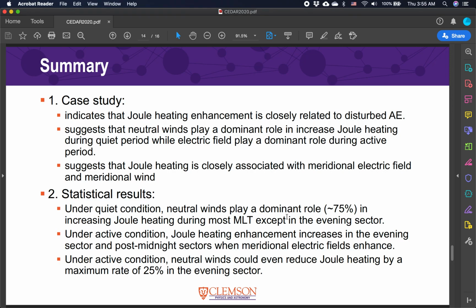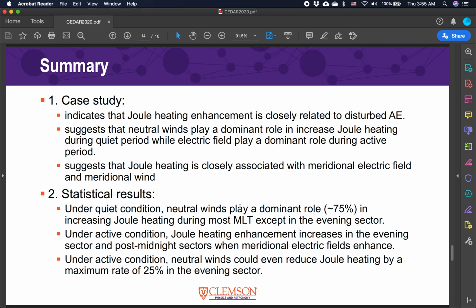Last is a summary. Our case study indicates that Joule heating enhancement is closely related to disturbed AE conditions, and also suggests that neutral winds play a dominant role in increasing Joule heating during quiet periods, while the electric field plays a dominant role during active periods. And the case study suggests that Joule heating is closely associated with the meridional electric field and meridional winds.